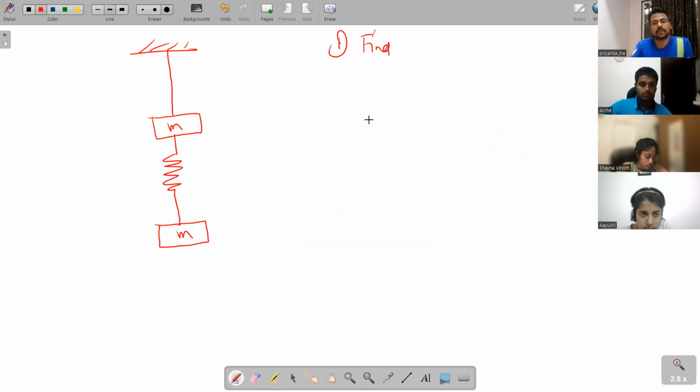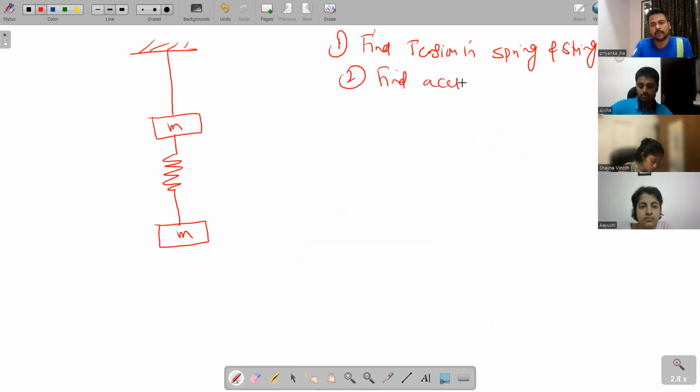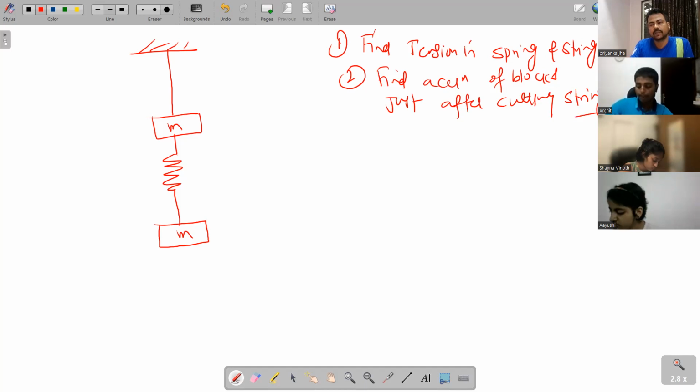Find tension in spring and string. Second, find acceleration of blocks just after cutting string. Just after cutting string. Solve it.